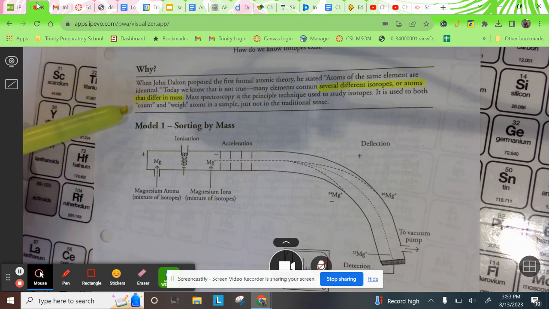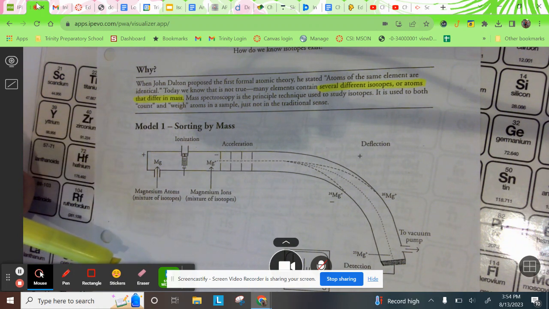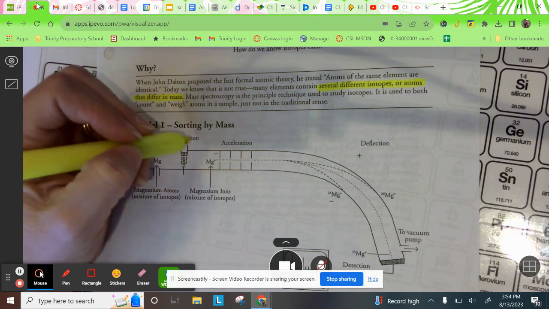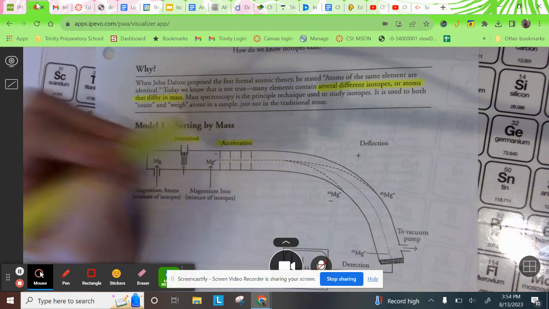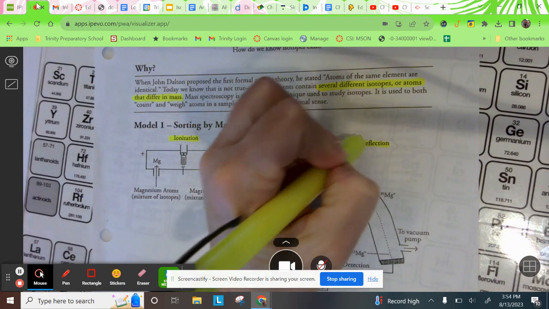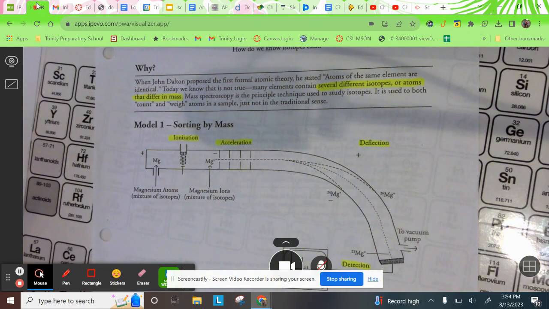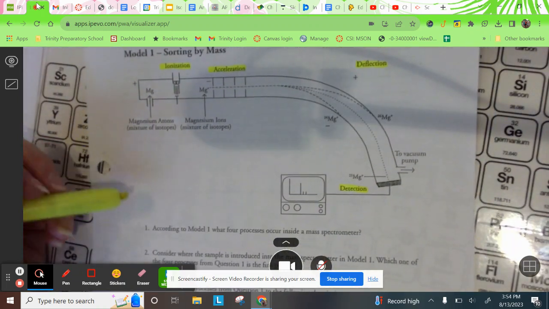Mass spectroscopy is the principal technique used to study isotopes. It is used to both count and weigh atoms in a sample, not just in the traditional sense. There are four different things happening, and according to Model 1, what four processes occur inside a mass spectrometer? If we look at the picture, one of the processes is ionization, and then we have acceleration, then deflection, and then detection. Those are the four processes. If you don't want to write that there, you can just highlight those, that's fine, and you can write number 1 or whatever.